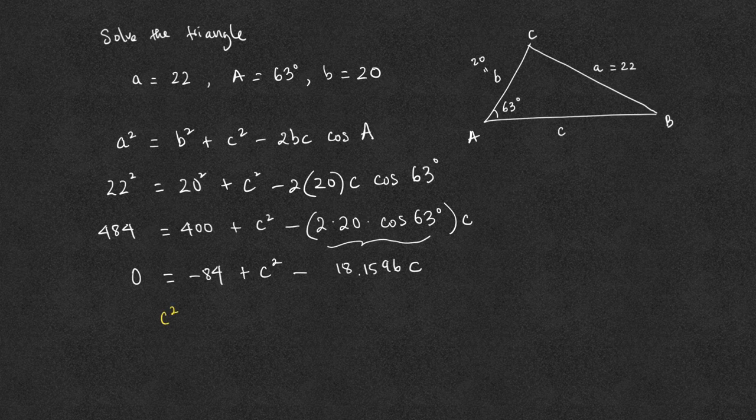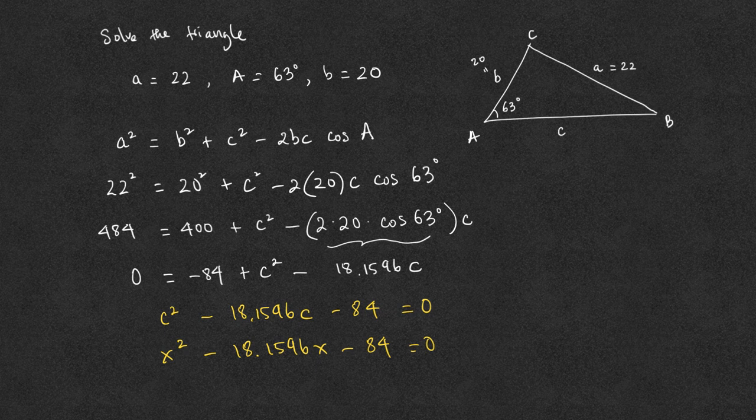Rewrite this equation. We see that this is a quadratic equation. c squared minus 18.1596c minus 84 equals 0. We will change it to the variable x so that we are accustomed to this: x squared minus 18.1596x minus 84 equals 0. It is not necessary, but again, we are accustomed to solving the quadratic equation with the variable x.